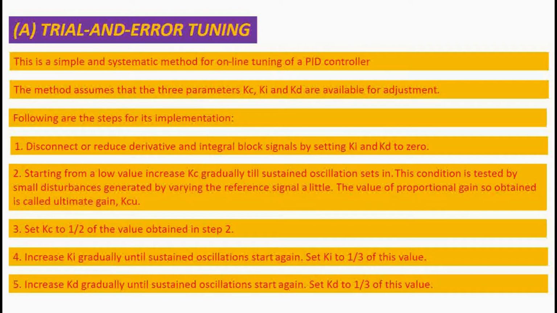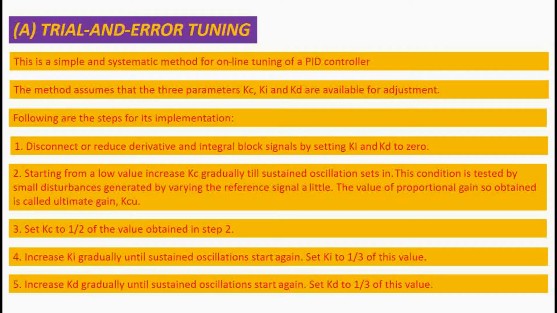After doing the calibration process, we have to do the PID tuning, and first we will do the trial and error tuning method. This is a simple and systematic method for online PID tuning, and for this we first have to reduce the values of I and D to 0 and increase the Kc value gradually till sustained oscillation is obtained.